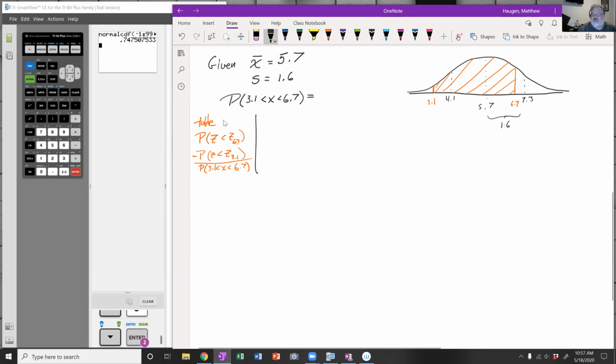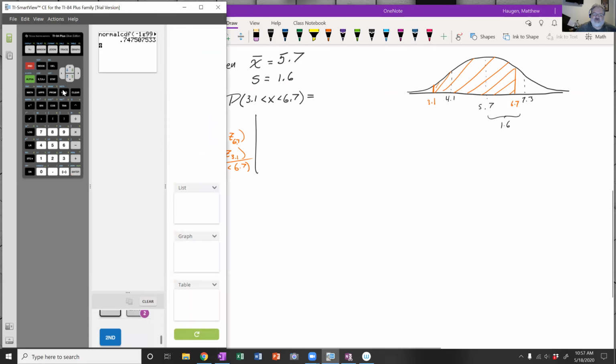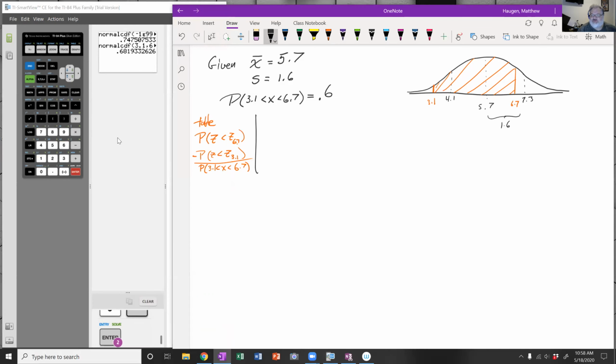But frankly, once we start using the calculator a fair amount, the speed and precision that the calculator allows is going to start getting handier and handier. If we want to go from 3.1 up to 6.7 with a mean of 5.7 and a standard deviation of 1.6, paste, enter, it's going to shoot out a probability. 0.6819.